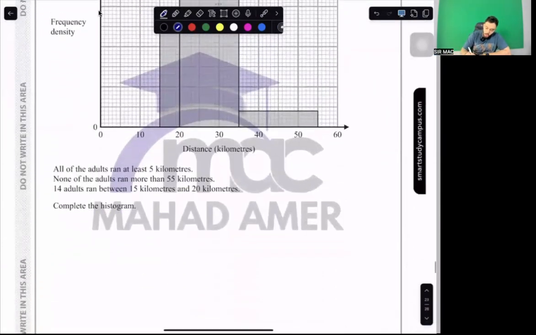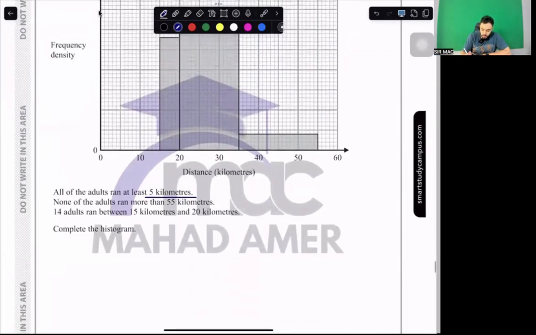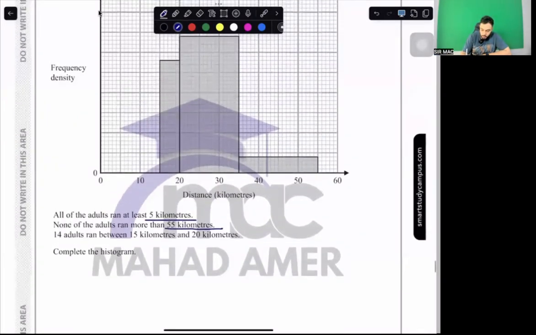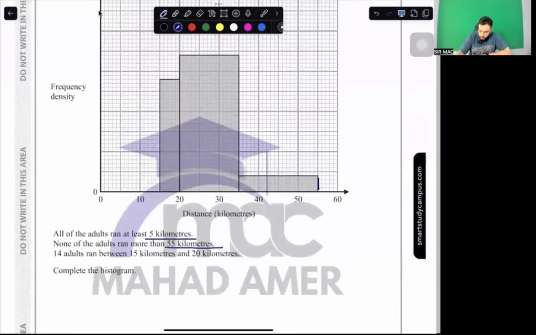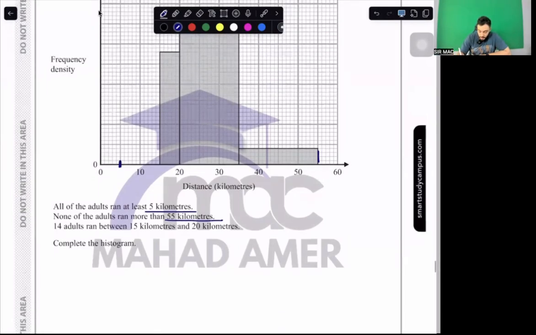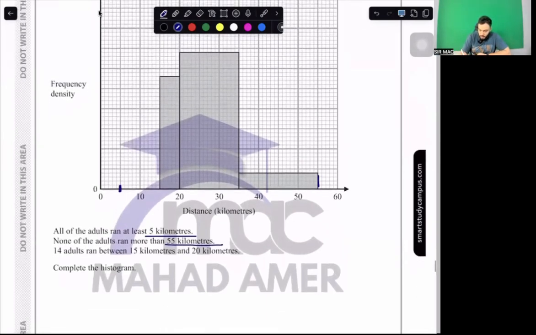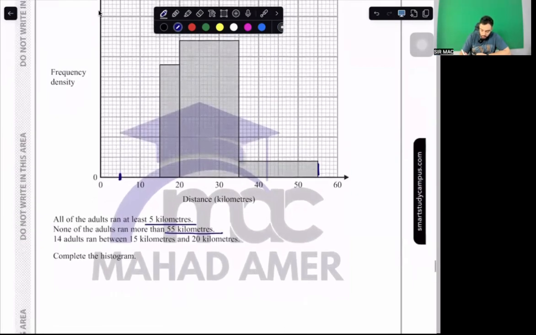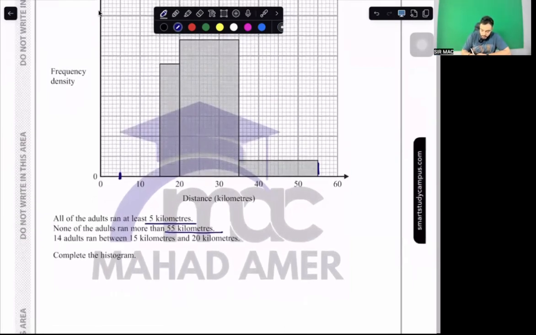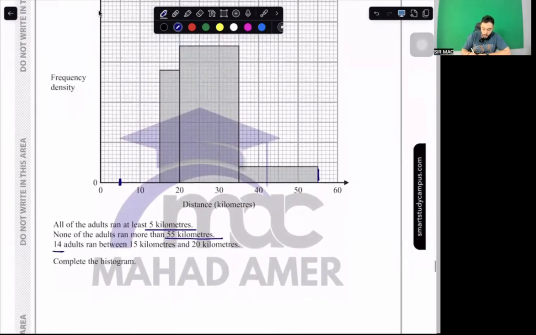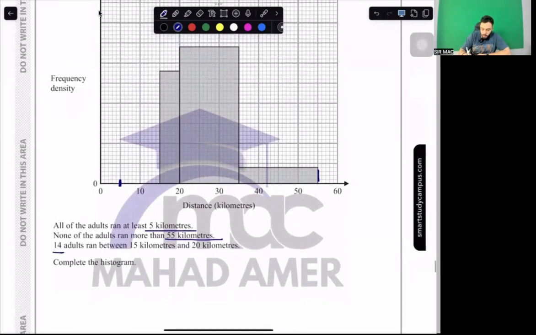All the adults ran at least 5 kilometers. None of the adults ran more than 55 kilometers. So the graph is going to start from 5. That's the initial part. 14 adults ran between 15 and 20 kilometers. That's pretty basic then. So they're saying that 14 adults ran between 15 and 20.